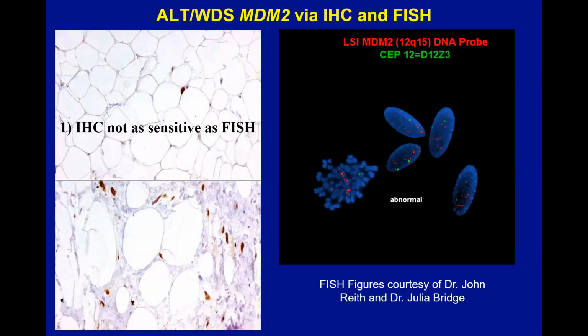One is that I like immunohistochemistry, and immunohistochemistry I do use, but it isn't as sensitive as FISH, and it's particularly not as sensitive in tumors that are predominantly fatty, and part of the reason is because you are looking for those atypical enlarged stromal cells, and when you have a tumor that's predominantly fatty with none of those present, IHC is just not going to be useful. FISH is going to be a better tool for that.